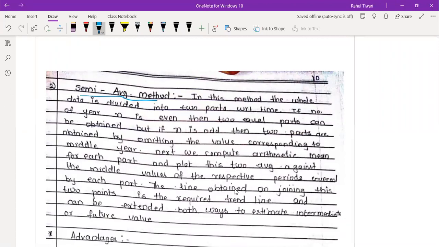In this method the whole data is divided into two equal parts. Hai na, mere paas poora data hai, usko main do equal parts mein divide kar dunga. Ab do equal parts mein divide karunga toh obviously you know how to divide, it's something like median. If the number of years n is even, then two equal parts can be obtained. Agar even hai toh odd problem nahi hai, agar 10 hai toh 5 toh possible hai everybody. But if it is odd, then what happens? You need to omit one part. Look at here, we have to obtain by omitting the value corresponding to the middle year. Agar 11 hai toh kya karoge aap, ek middle value ignore karo and then you take 5 ka data and then we compute the arithmetic mean.